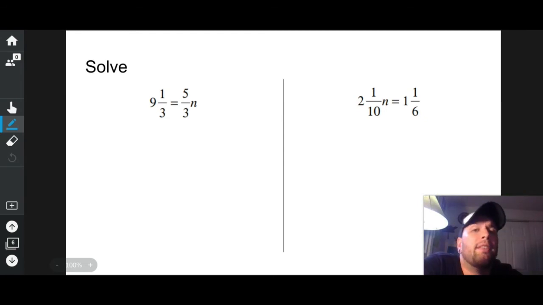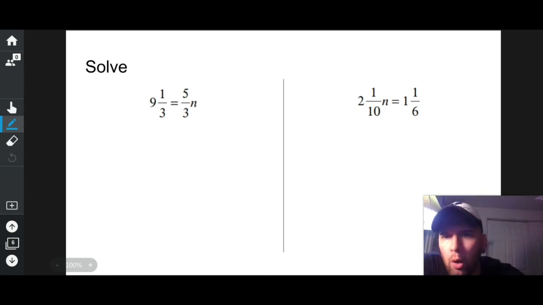No. What's in the way? 5 over 3. How is 5 over 3 in the way? It's being multiplied to n. How do I get rid of 5/3 if it's being multiplied to n? I'm not going to divide 5/3. Instead of dividing the fraction, multiply the reciprocal.